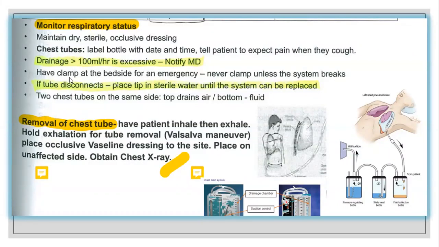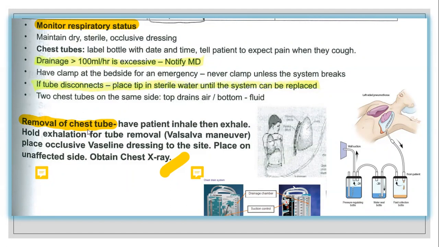So have the clamp at the bedside for emergencies. Never clamp unless the system breaks. If the tube is disconnected or dislodged, place the tip in sterile water until the system can be replaced. Also, with two chest tubes on the same side, the top drains air and the bottom collects the fluid.